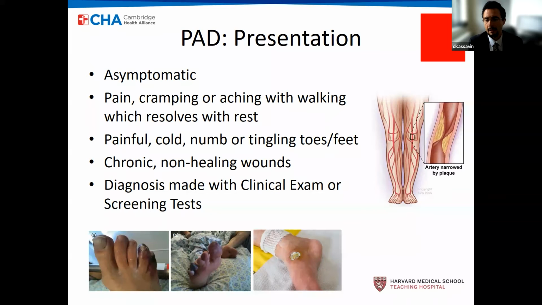And the way that we diagnose patients is with clinical exam or a screening test. And so on the right-hand side, you see a little schematic of what this plaque potentially looks like. And as the disease progresses, this will typically be found on multiple levels. And so that's why it's just so important to get those risk factors under control.